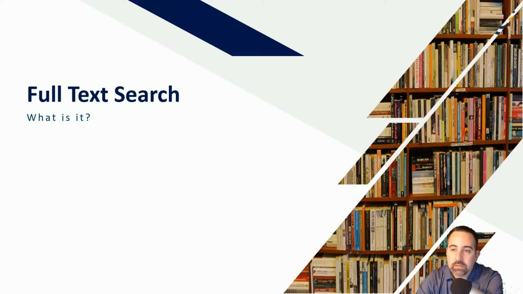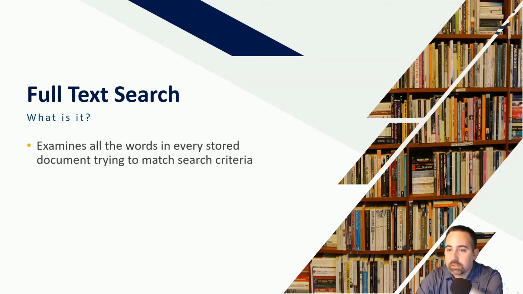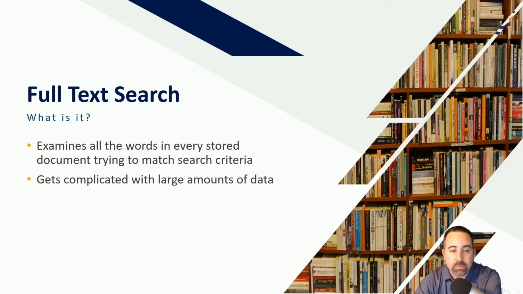So first off, full text search. What is it? Full text search is a way to examine all the words in every stored document, trying to match search criteria. Let's say you have a book and you have a page, and in that page you're trying to find all the instances of the word "the". You could do that by scanning just that one page. However, this gets much more complicated with large amounts of data. If you choose to go word by word, you will be there forever looking through the Library of Congress trying to find all those instances of those words.